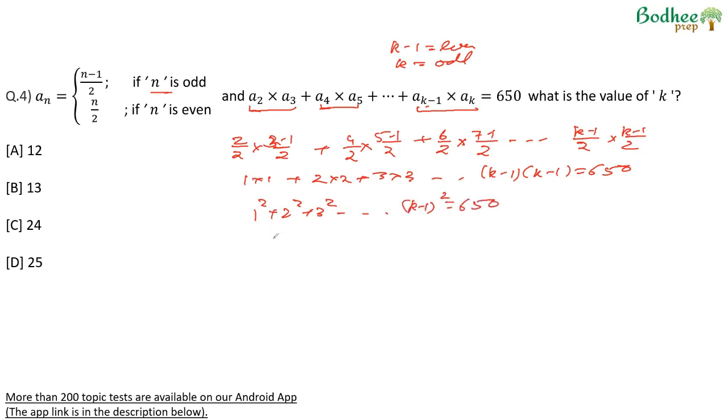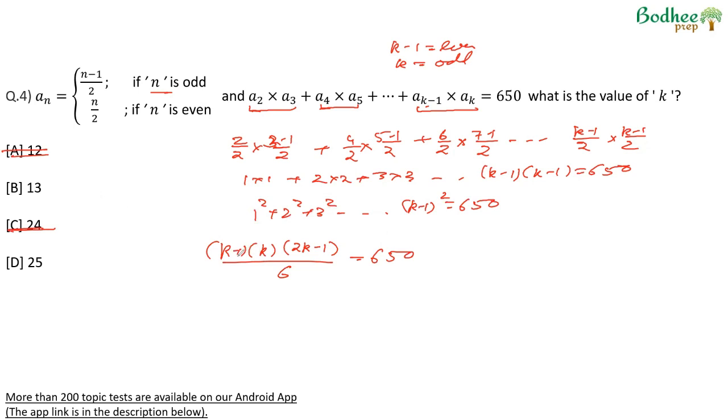Now here we can put the formula for the sum of squares of the first n natural numbers, which is n into (n plus 1) into (2n plus 1) upon 6, where 2(k minus 1) plus 1 will be 2k minus 1. This is 650. Or it may not be a bad idea to simply put the values from the options. Since k is odd, k cannot be 12 or 24.